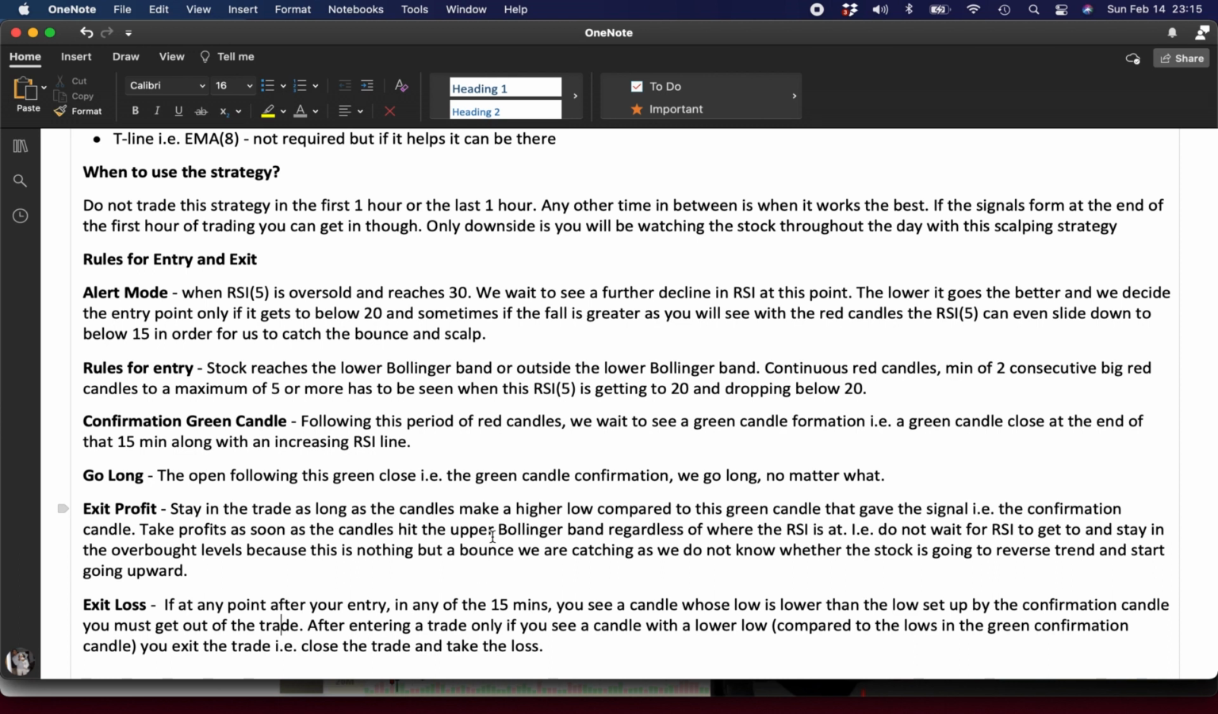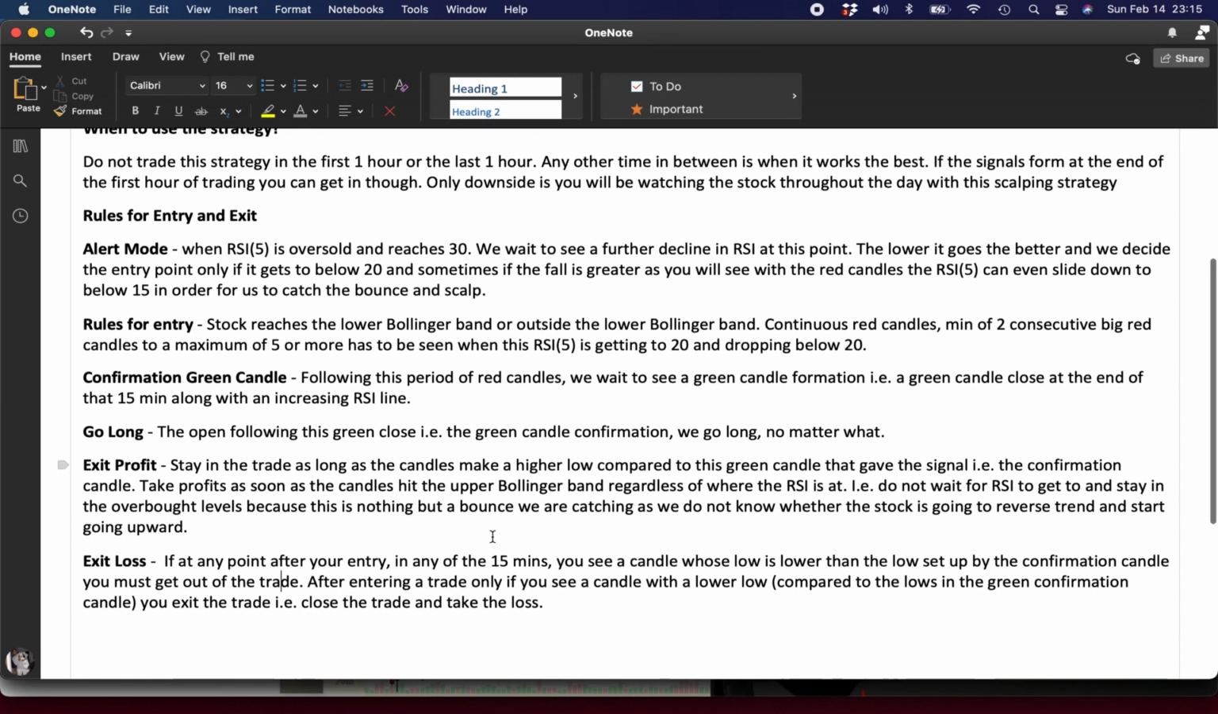You would take profits as soon as the candles hit the upper Bollinger Band, regardless of where the relative strength index is at. That is, you don't wait for the RSI to get to and stay in the overbought levels, because the strategy is nothing but a bounce we are catching, as we do not know whether the stock is going to reverse trend and start going upward. So just take profits as soon as the price action and the stock hits the upper Bollinger Band.